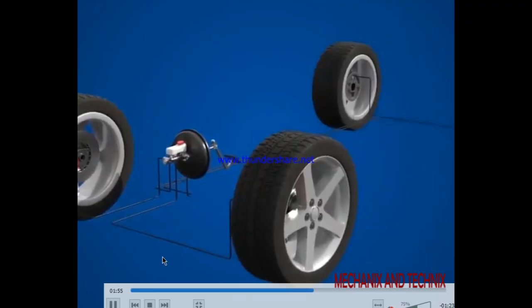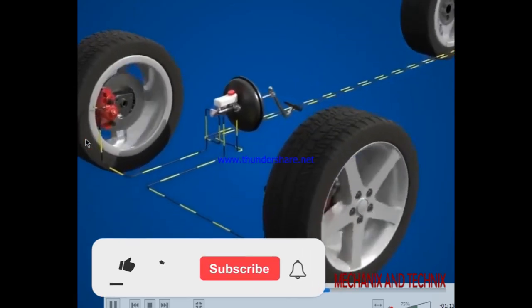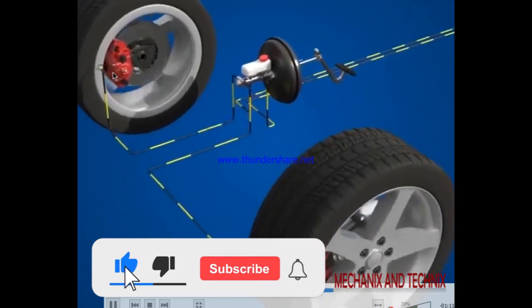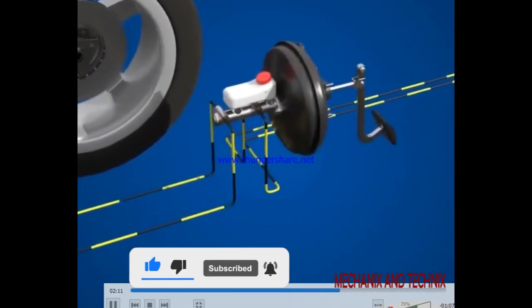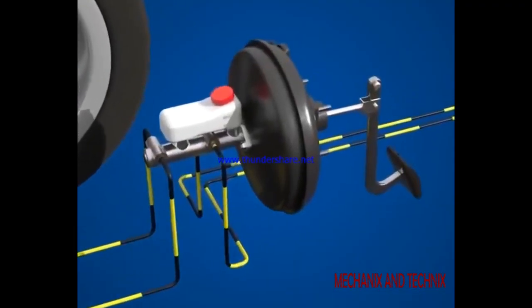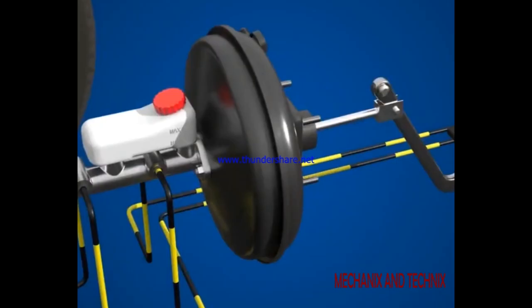After that, the oil coming from the master cylinder continues on its way to make friction between the brake disc and the drums. You see, when oil reaches this, the friction is immediate on this brake disc, as you see here.